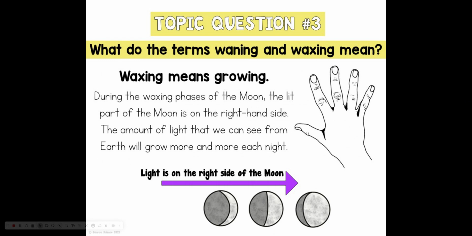Waxing means to be growing. So if you think about adding wax to a car, you're adding another layer to the car. Waxing is growing. So during the waxing phases of the moon, the lit side of the moon is on the right-hand side. The amount of light that we can see from the earth will grow more and more each night. So when the light is on the right, we are waxing. When the light is on the left, we are waning.